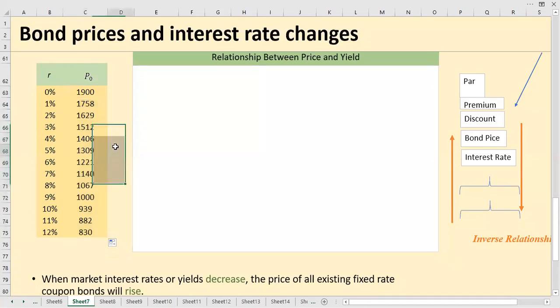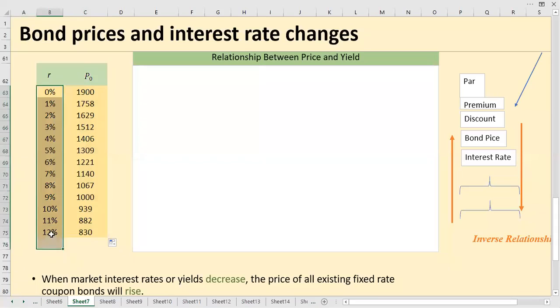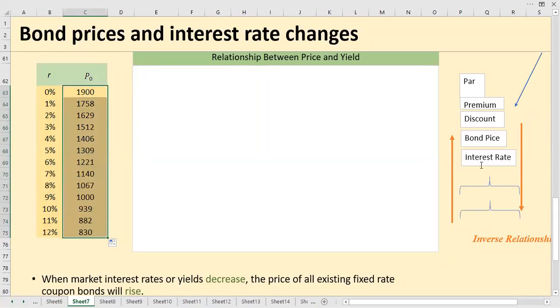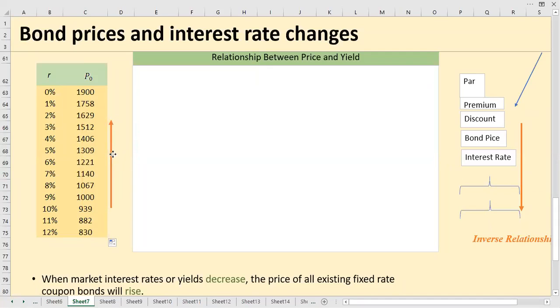Now you can easily see that when the required rate of return is increasing, the price is decreasing. So we have a negative relationship between these two variables, price and the required rate of return. Here also, when the required rate of return is equal to the coupon rate, that is 9%, your price is equal to the face value of the bond.